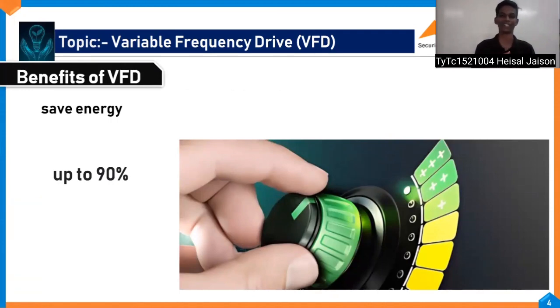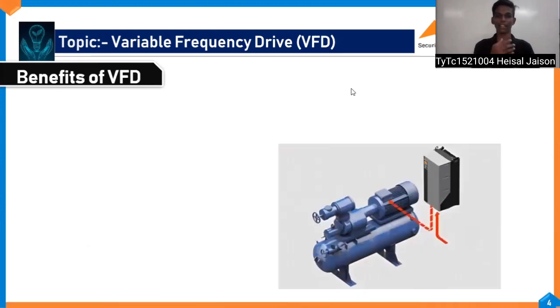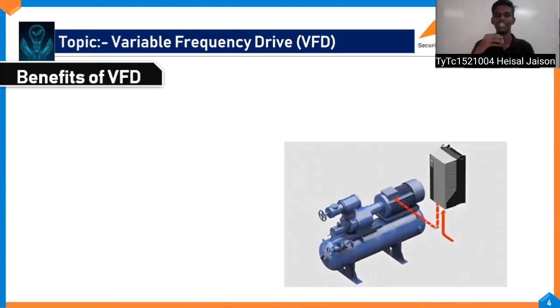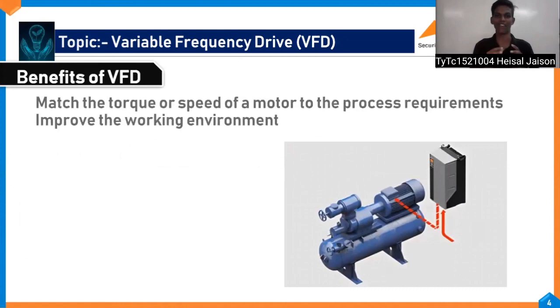The next benefit of the VFD, as you can see in the picture below, is that the VFD is connected to a motor. Here the VFD is connected to control the speed and torque of the motor. As you can see, for different purposes we need to control the speed and the torque, so it can be used for that purpose.